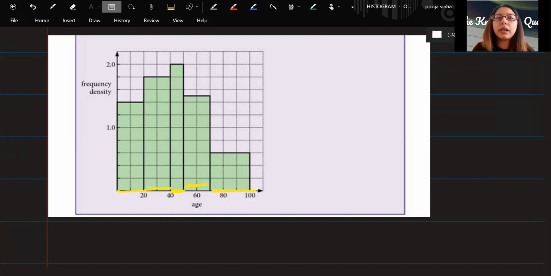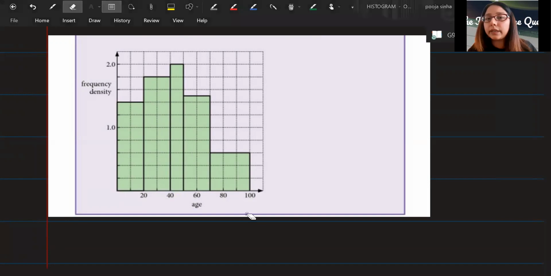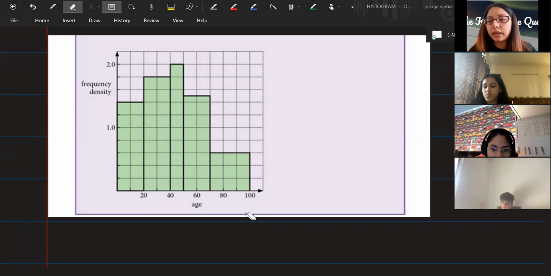Okay. So here comes the concept of frequency density. Did you understand whatever I've said till now? Few things that I spoke about till now, I'll repeat.